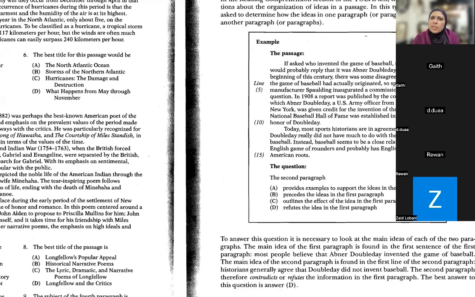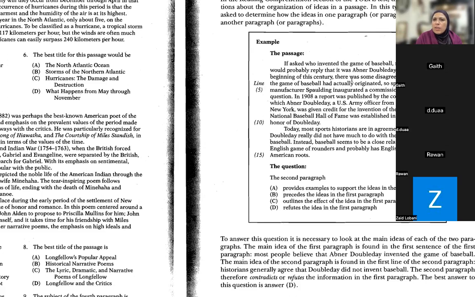Okay, so I was telling you that sometimes we don't have a title, and we don't have a title on purpose, because you will be asked sometimes, what could the title be? That's why we don't have titles for the passages in the TOEFL exam. So what kind of question are we going to get here? Let's see. First, let me help you read the passage quickly.